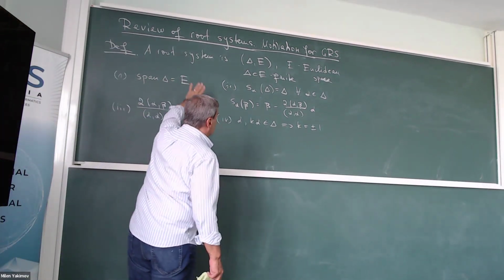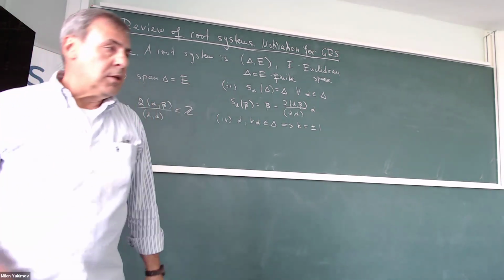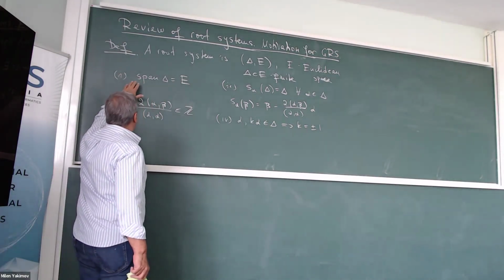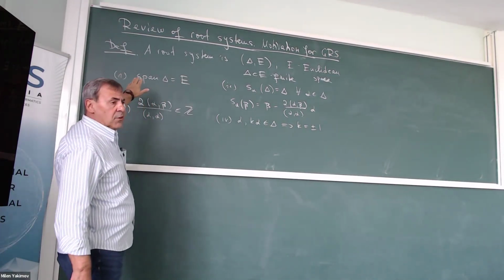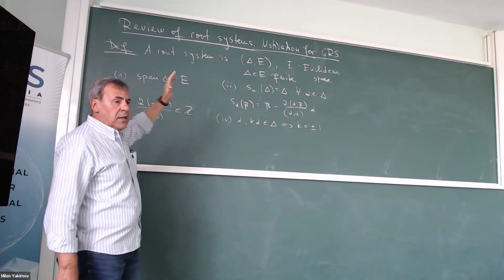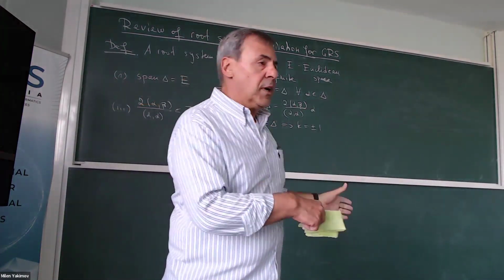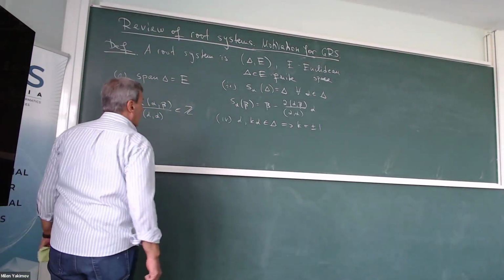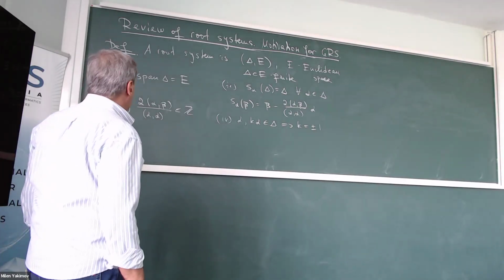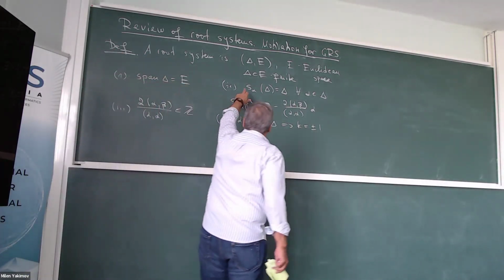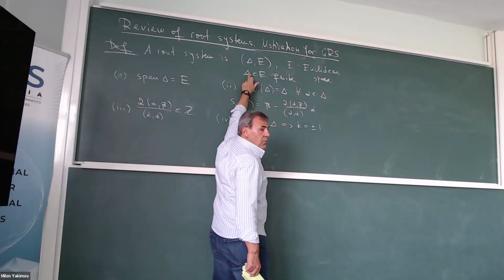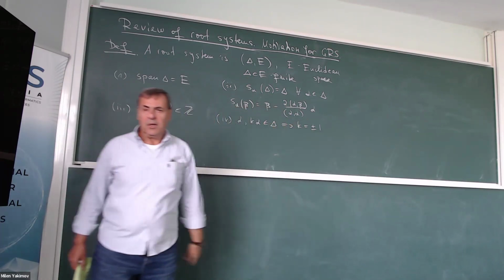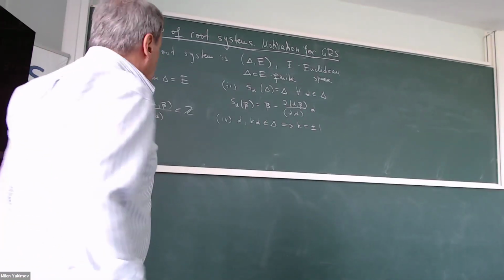A couple of remarks on the definition. The first one is that if Delta does not span E, then I'll replace E by the span of Delta and I'll get a root system in that space. This is just for convenience. Secondly, I did not say it here, but Delta does not contain the zero vector, in order to be able to write down these expressions and speak of the reflection with respect to alpha.